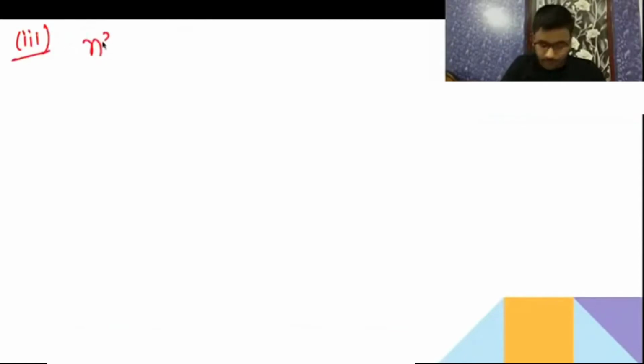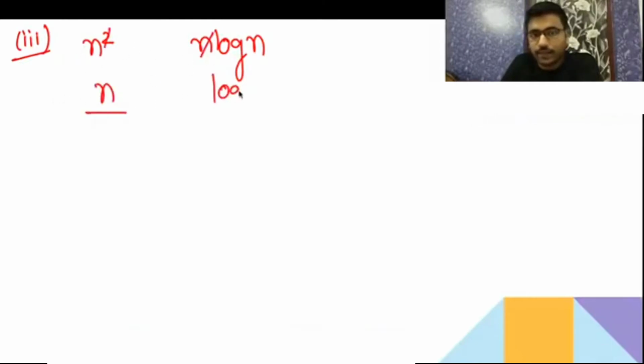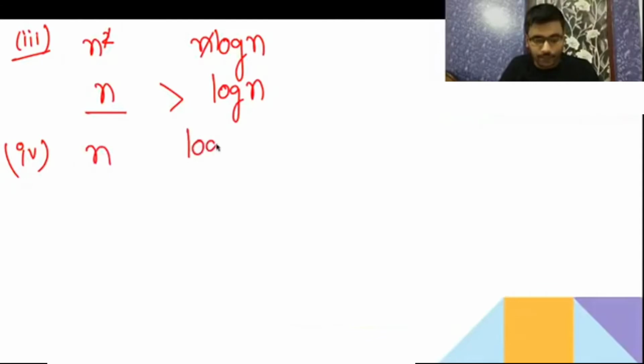Now next, third, you take n square and n log n. This is the function. Now see, here n is common, so cancel out one n. So you are having n, and there you are having log n. So you know that this is going to be the bigger. Okay, that you have seen. Then fourth one is n log n base 200.